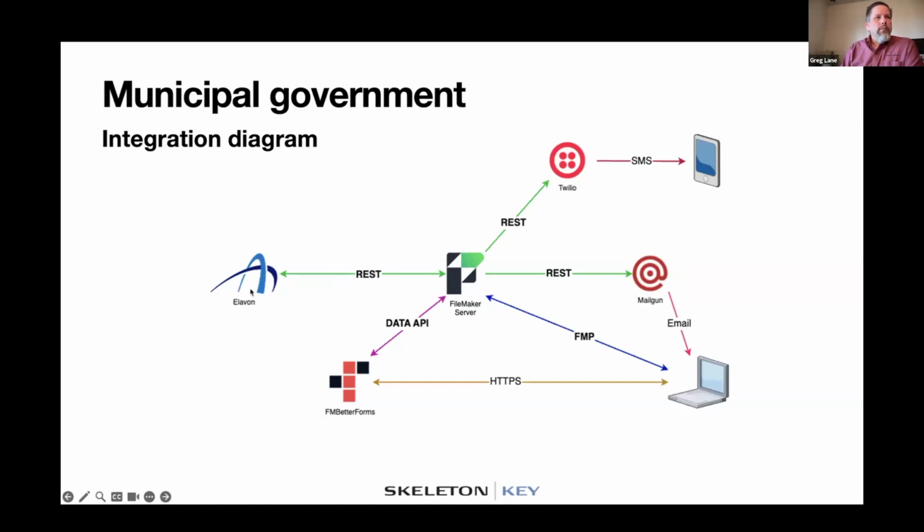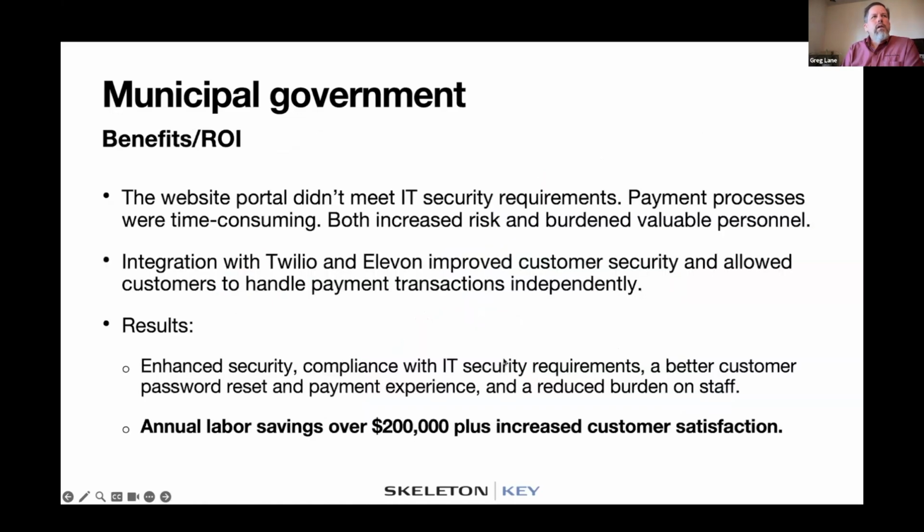Elevon is the payment processor that they're using to handle the payments, and obviously Twilio to send the SMS messages and FM Better Forms. All of these things are talking together. And again, FileMaker is at the center of this as the hub for all of this.